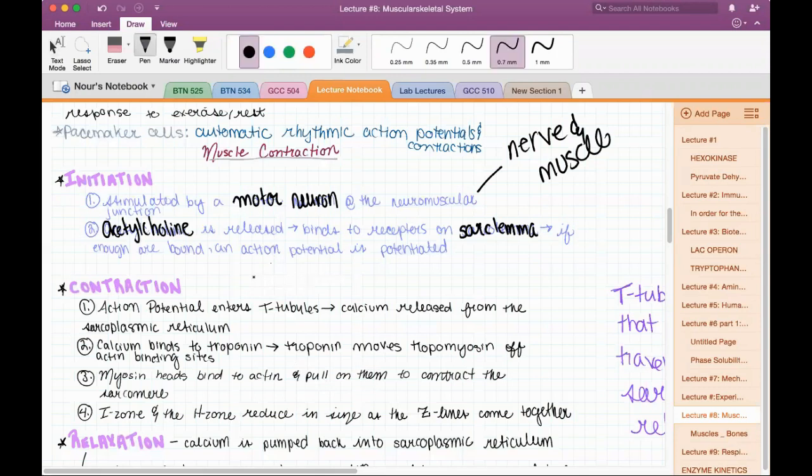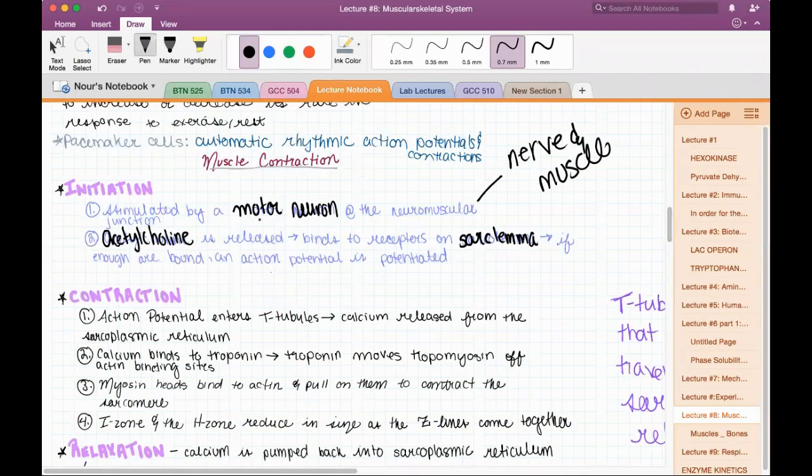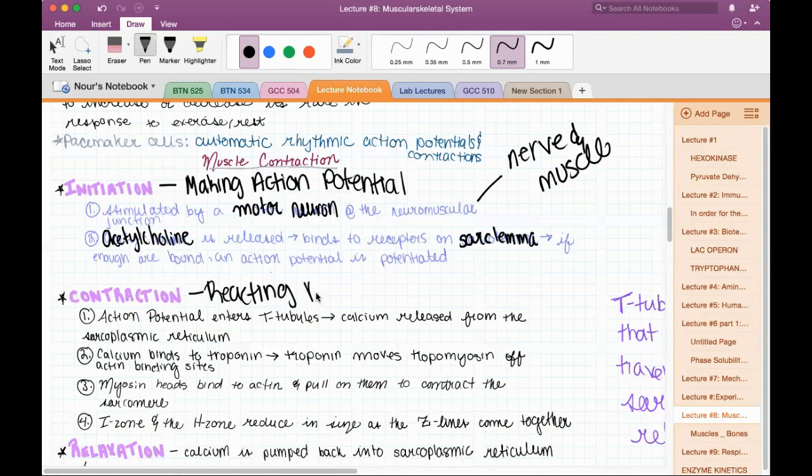That's the beginning, right? So when the action potential is released, you can think of initiation as making the action potential, and contraction as the process reacting to the action potential, AP, I'll just say AP. And then, okay, so we'll start with this.